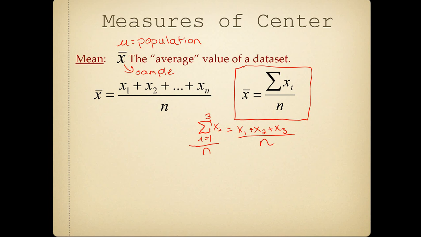So it's a shorthand way of saying add everything up, and then in this case, divide by the number of points in your data set. All right, so that's the mean.